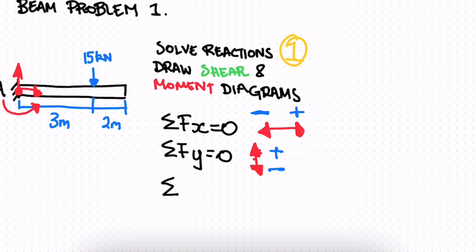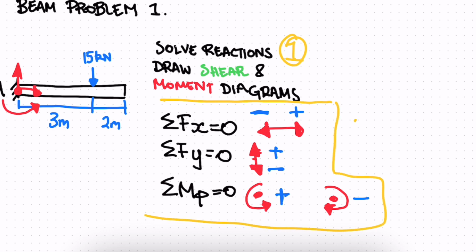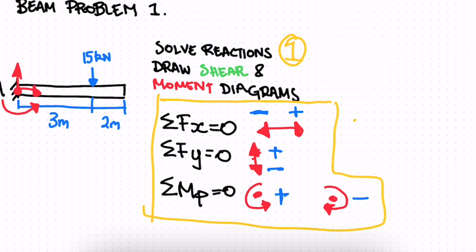And then we have sum of moments about a point is equal to 0. So we have a point here. Any moments acting in the anti-clockwise direction we'll say is positive, and any moments acting in the clockwise direction we'll say is negative. So these are our equilibrium equations. Let's write our equations.